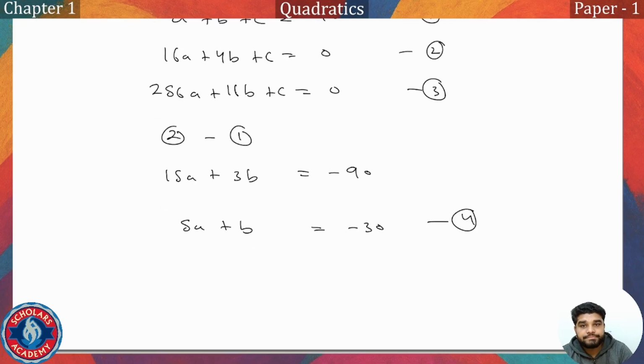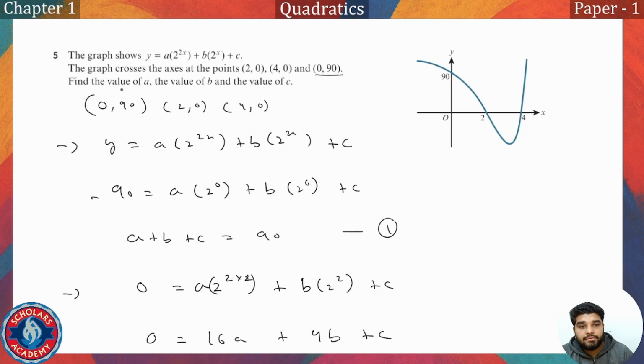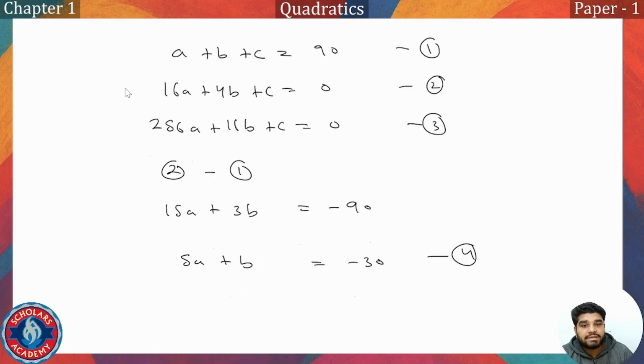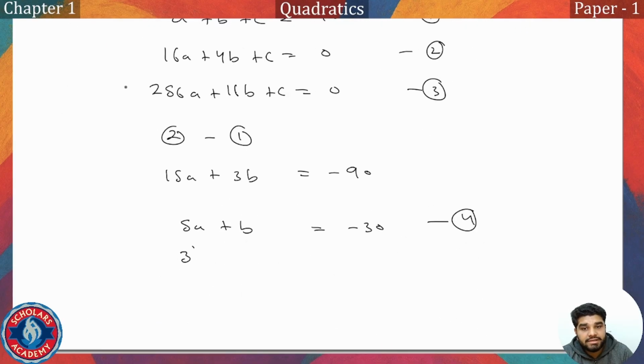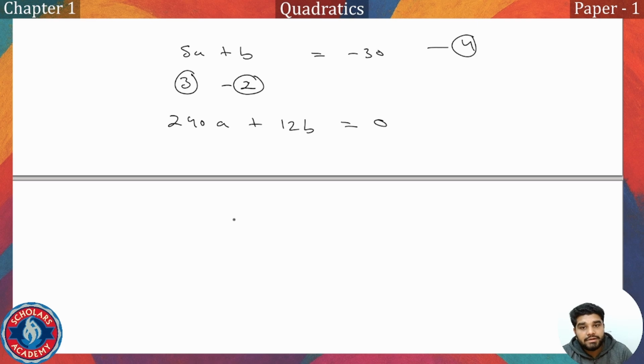And if I do equation 3 minus equation 2, so 3 minus 2, that will give me 256 minus 16, that will give us 240a plus 16 minus 4 is 12b, and c minus c is 0 is equal to 0. So I can take 12 common. I get 20a plus b is equal to 0, right? So I can mark it as equation number 5.